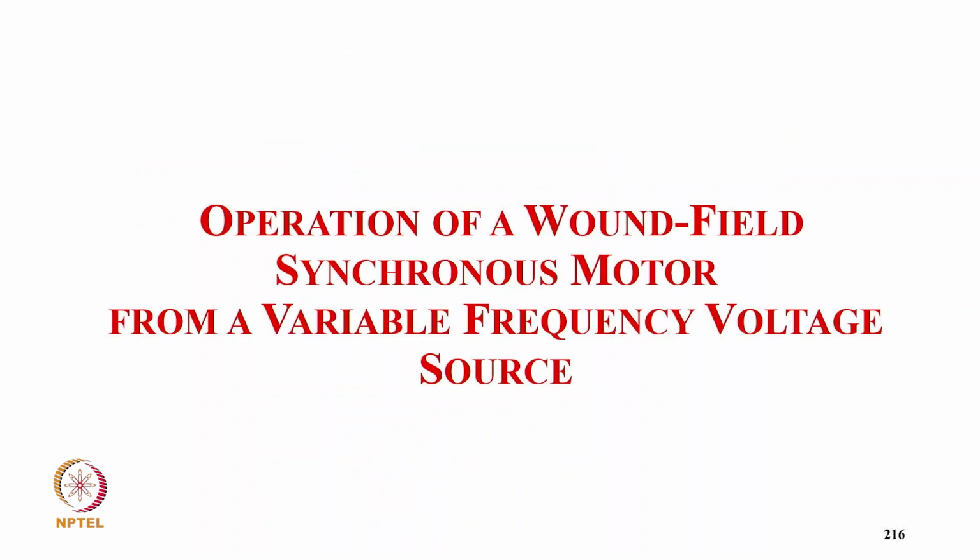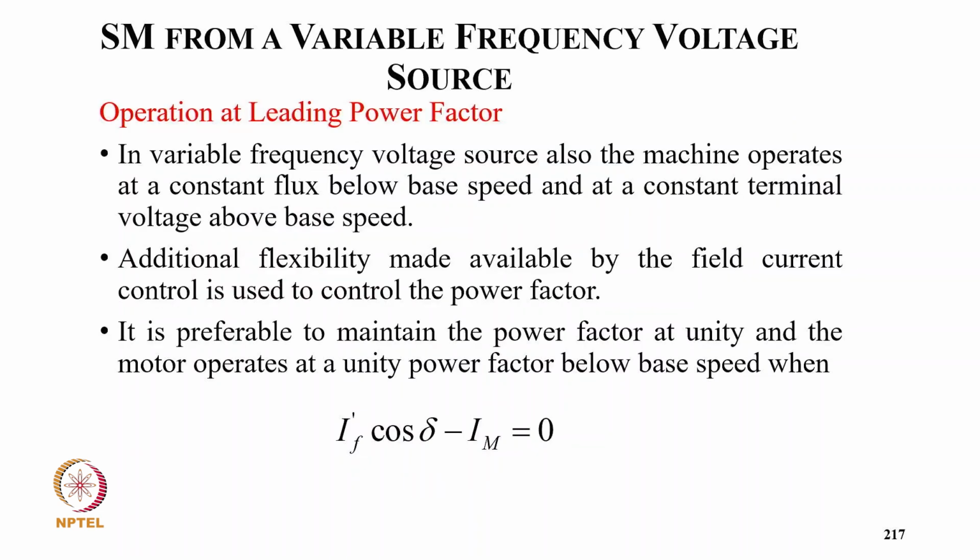Operation of a wound field synchronous motor from a variable frequency voltage source, operation at leading power factor. In a variable frequency voltage source, the machine also operates at constant flux below base speed and at constant terminal voltage above base speed. The additional flexibility made available by field current control is used to control the power factor, and it is preferred to maintain the power factor at unity, so the motor operates at unity power factor below base speed.